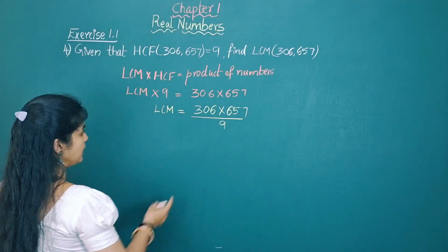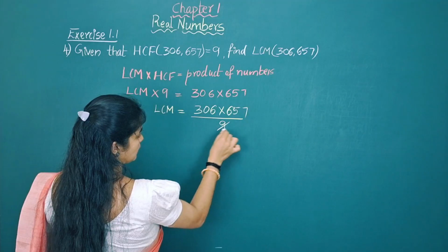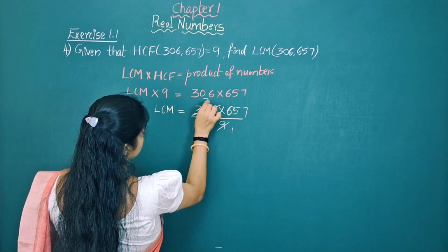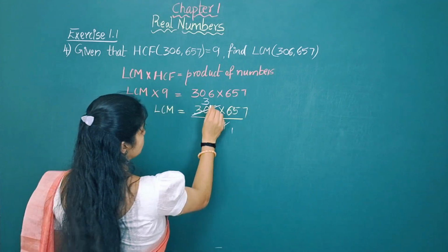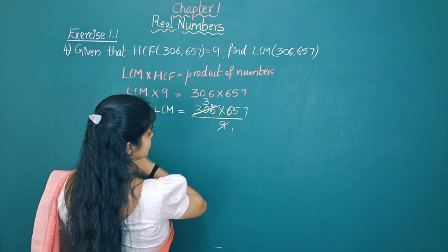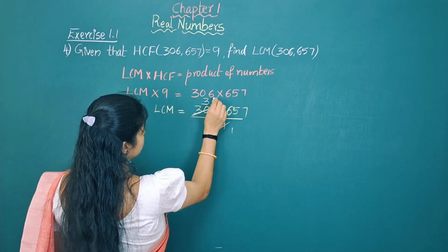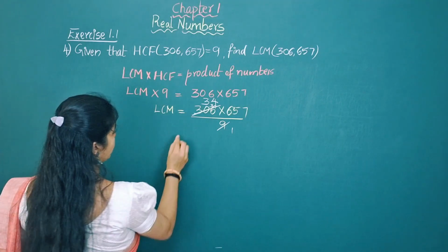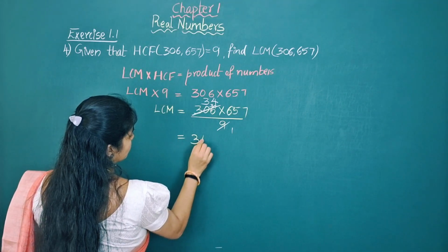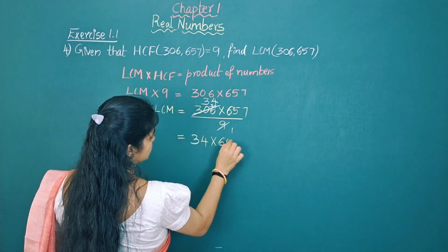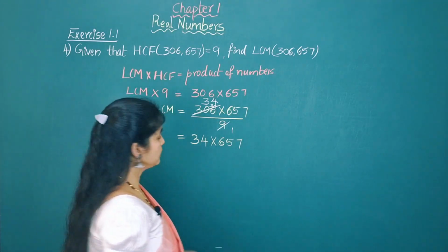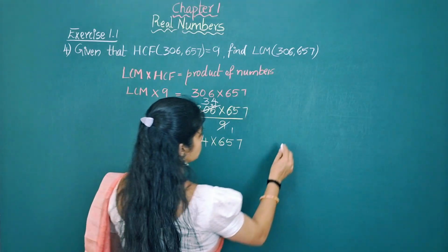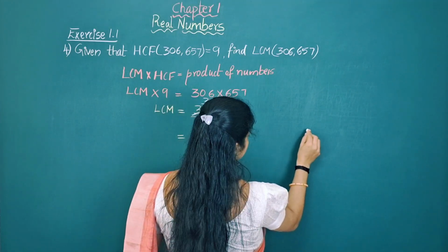Let us simplify. 9 ones are 9, 9 threes are 27, 3 is left out, 36. So 9 fours are 36. So now we have to simplify 34 into 657. Now let us find the product of 34 and 657. That will be the LCM of these two numbers.